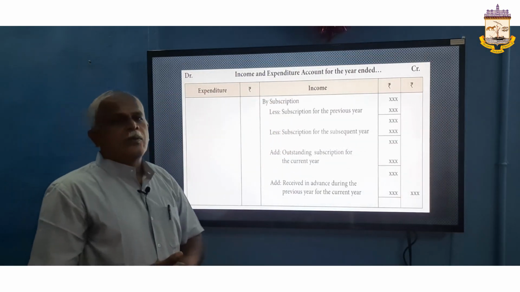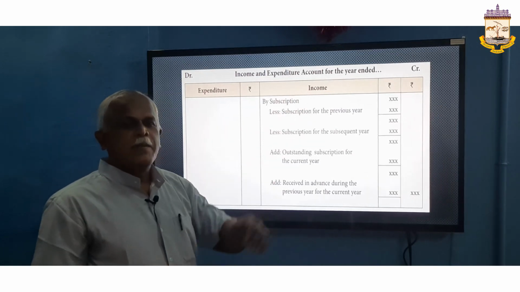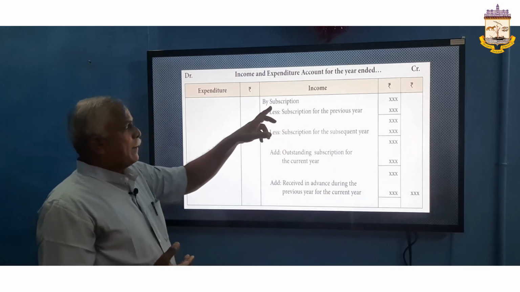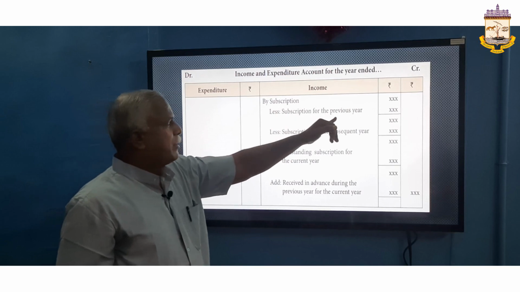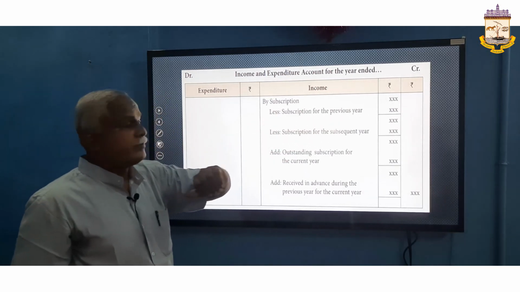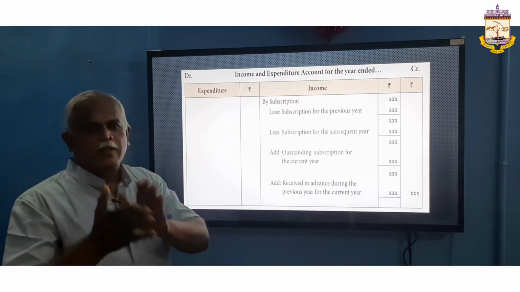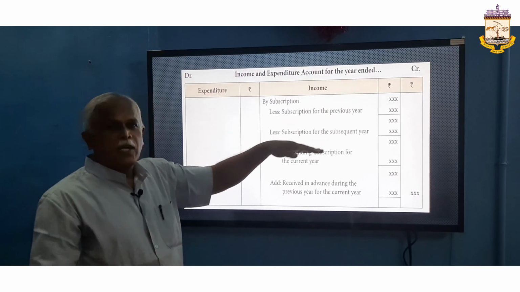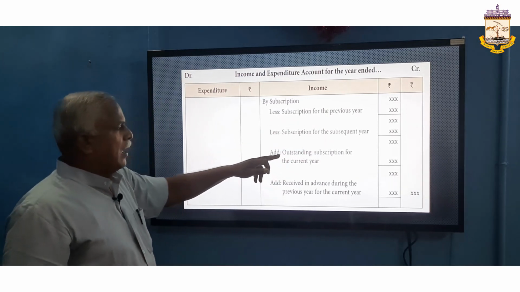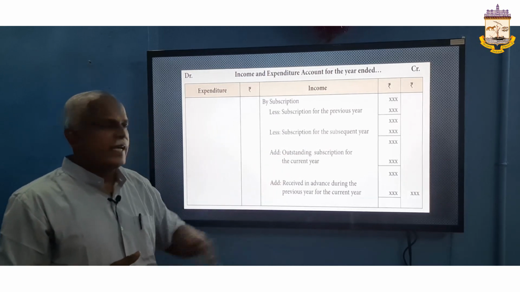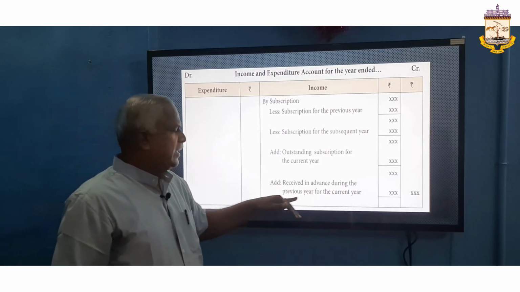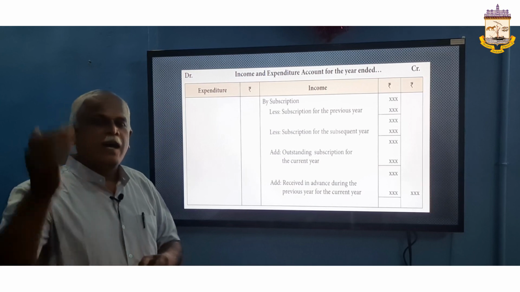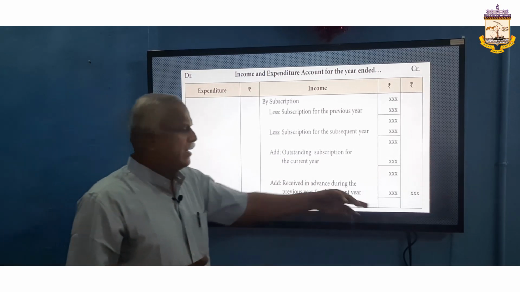Now, how are they adjusted in the income and expenditure account? Subscription is shown as an income. How do we arrive at the subscription for the particular accounting year? Take subscriptions received, less the subscription for the previous year. Previous year subscriptions are to be deducted, and so are subscriptions for the subsequent year. Let us say the year is 2020: if it is received for the previous year, 2019, it is to be deducted. If it belongs to 2021, it is also to be deducted. Add the outstanding subscription for the current year. Then add the amount received in advance during the previous year for 2020, that is, subscription paid in advance.